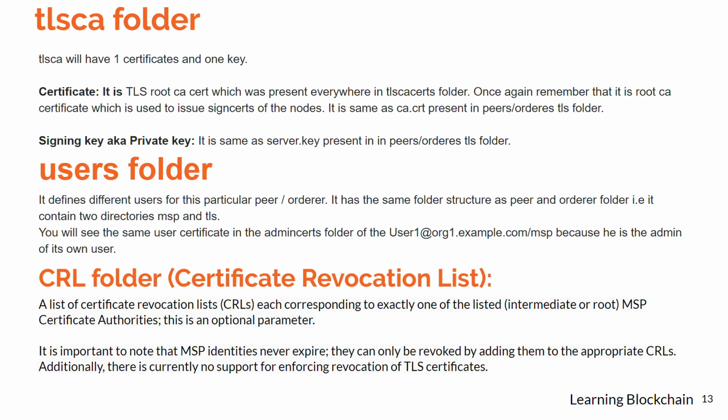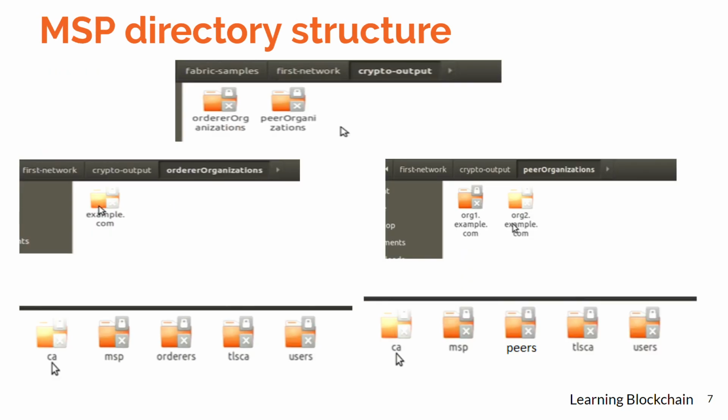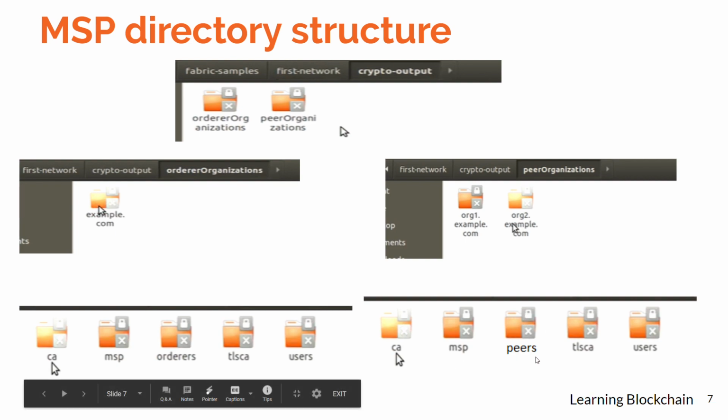Let us move to the next slide. Now the next slide is the TLSCA folder, which is at the higher level. Right now we have seen the 3 base folders. First one was CA, next one was the higher level MSP, the third one was the peers. Inside peers we already had MSP and TLS. Now there are two more folders at the higher level, TLSCA and the users. Right now we will describe the TLSCA and the users folder.